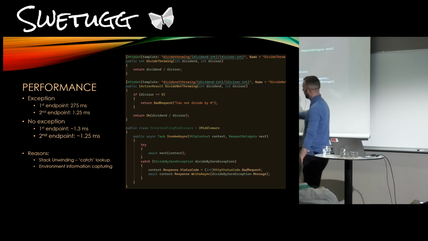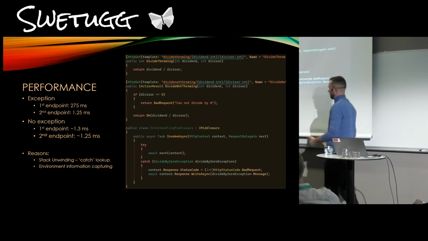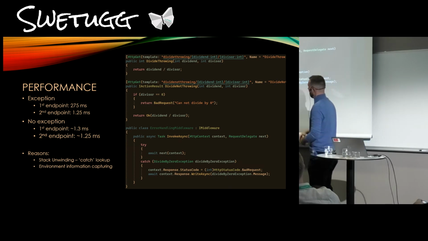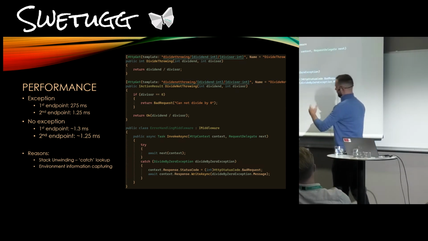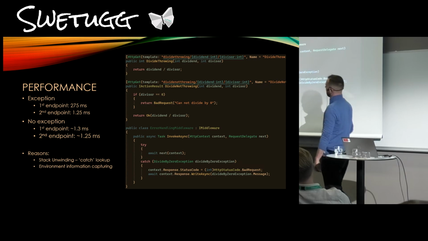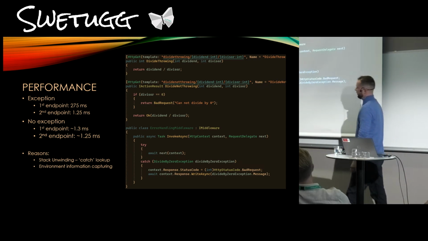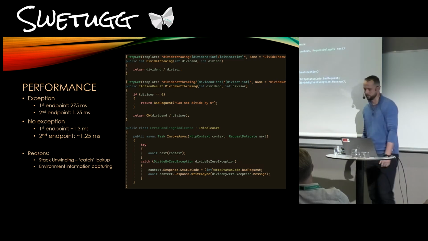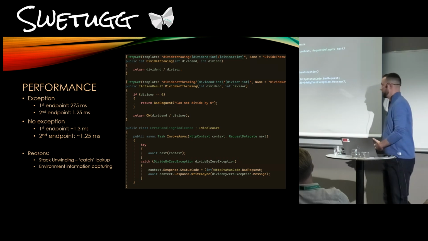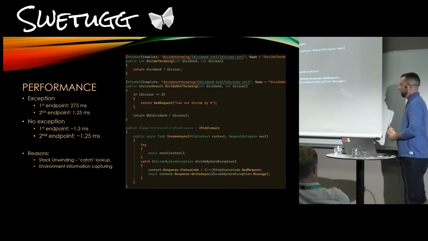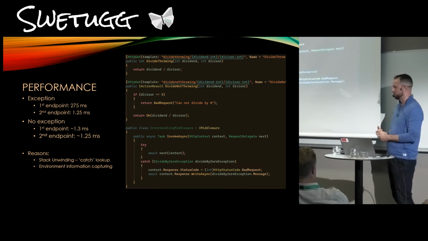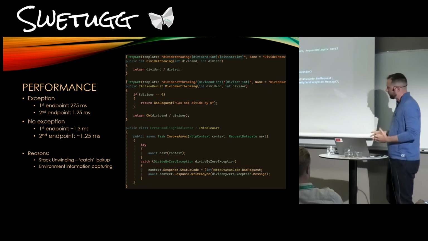But if you look at the measurements, for the first endpoint, the response, if you call it from some console application or something, is almost 300 milliseconds. And if you call the second endpoint, where I check that the divisor is 0, it's just 1 millisecond. So it's, let's say, 300 times faster. So this should be really important, and you should take it into account that exceptions are making your applications slower.